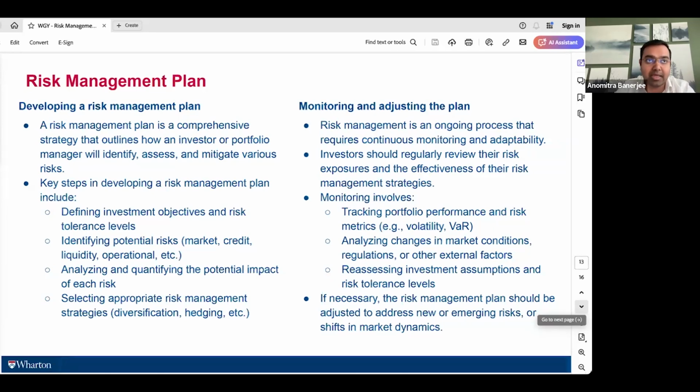Say, elections in the US, how does that look? What do the polls say? What do exit polls say? Who's leading? Why are they leading? I think these are very important. I think reassessing investment assumptions and risk tolerance levels is very important. And if necessary, the risk management plan should be adjusted to address new or emerging risks or shifts in market dynamics.